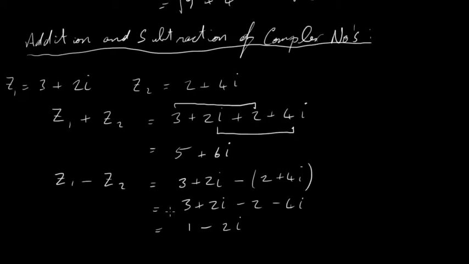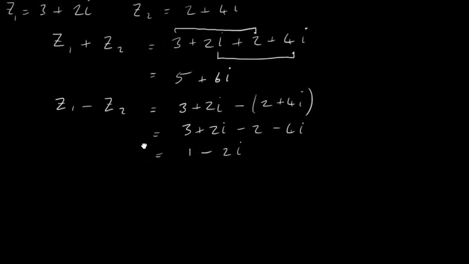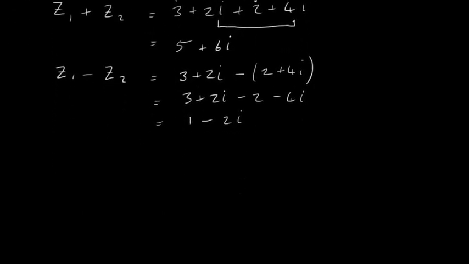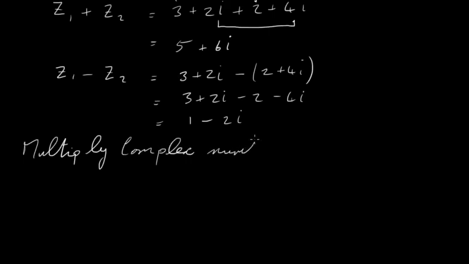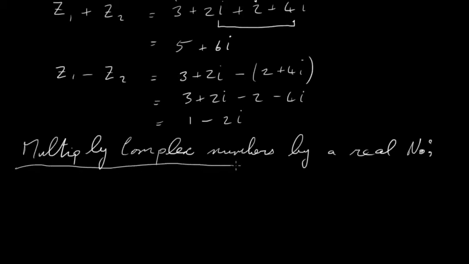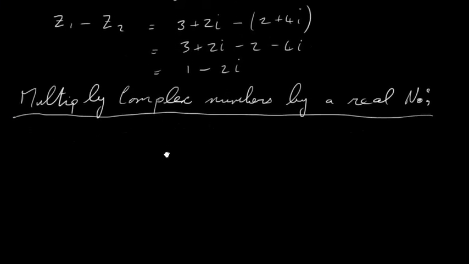Now, the next thing I'm going to do is multiplying complex numbers by a real number. So we're going to multiply now. Multiply complex numbers by a real number. Okay, so again, this is just the same as what you do in normal algebra.